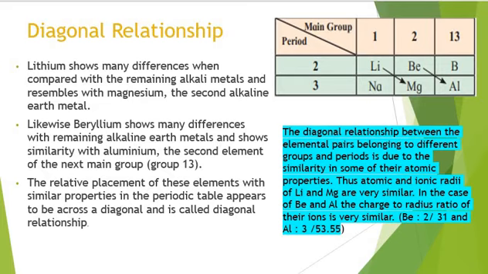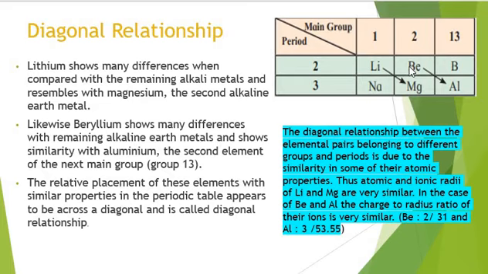The relative placement of these elements with similar properties in the periodic table appears to be across a diagonal, and this is called diagonal relationship. If you see here, lithium is showing similarity to magnesium, which is diagonally present to lithium. Beryllium is showing similarity to aluminium, which is present diagonally to beryllium. So such kind of relationship is called diagonal relationship.